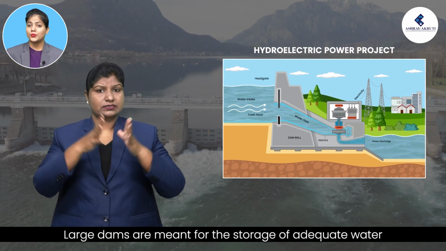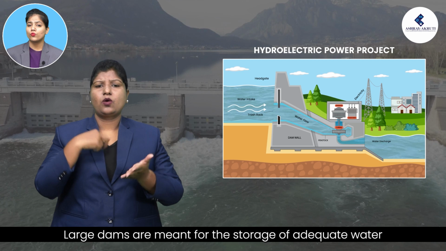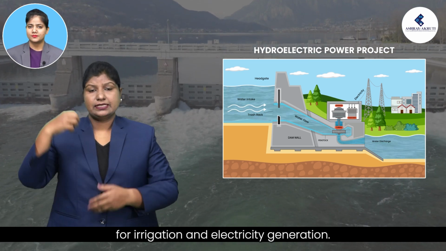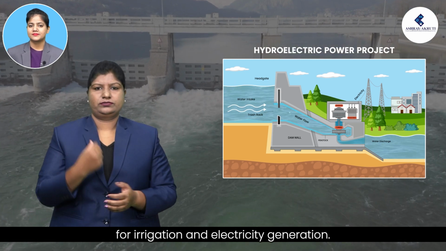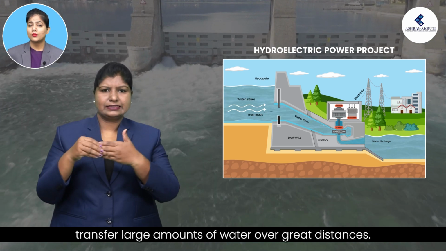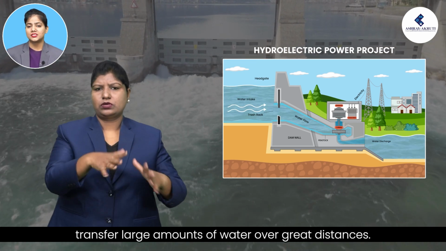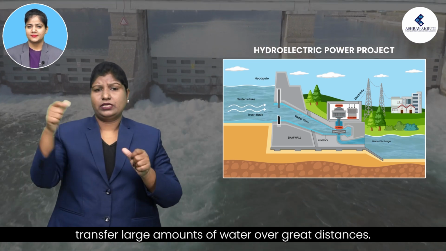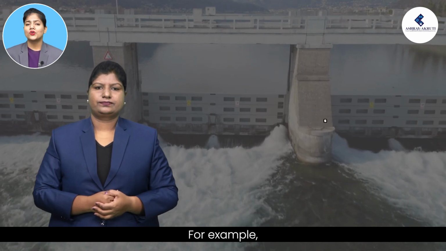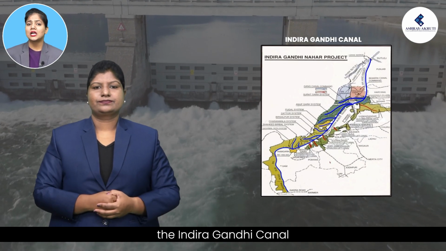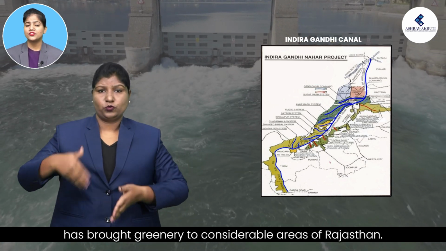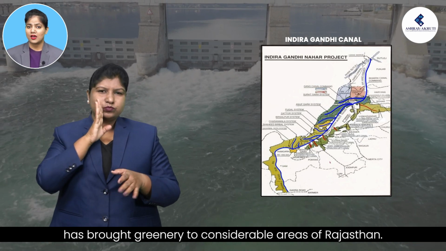Large dams are meant for the storage of adequate water for irrigation and electricity generation. Canal systems leading from the dams transfer large amounts of water over great distance. For example, the Indira Gandhi Canal has brought greenery to considerable areas of Rajasthan.